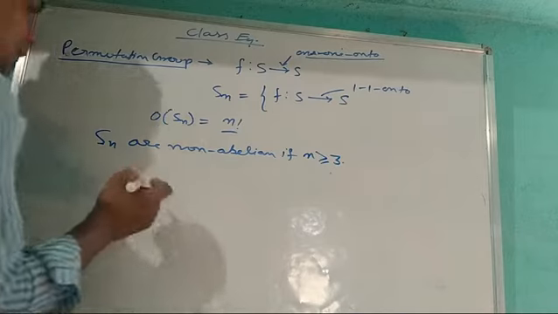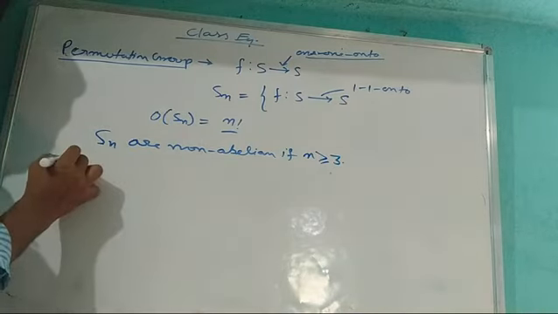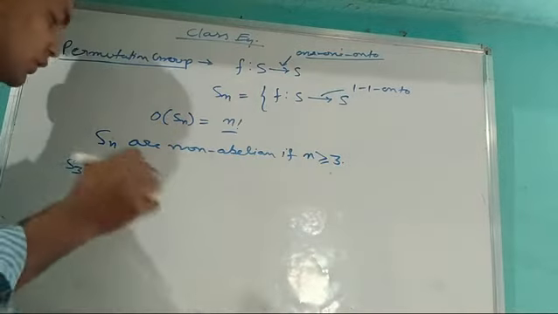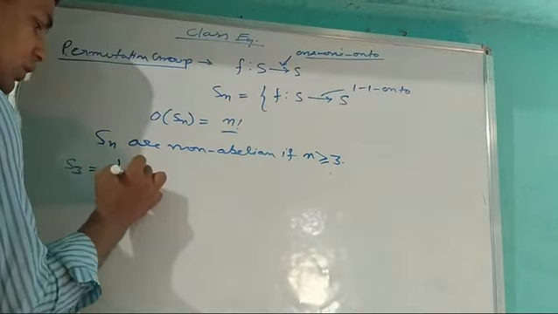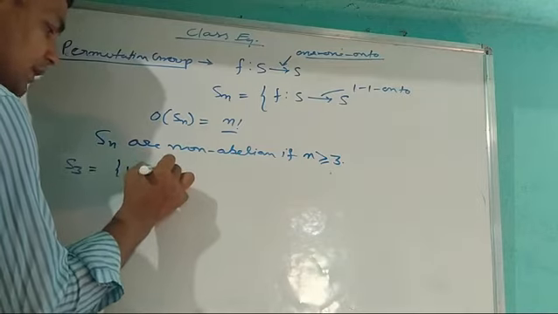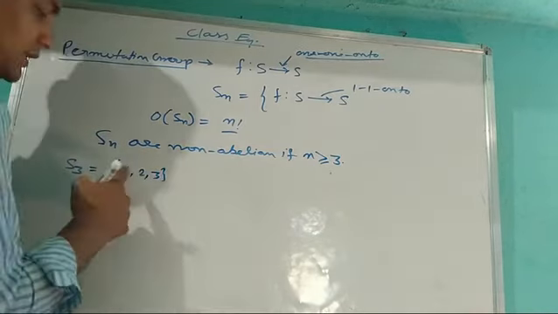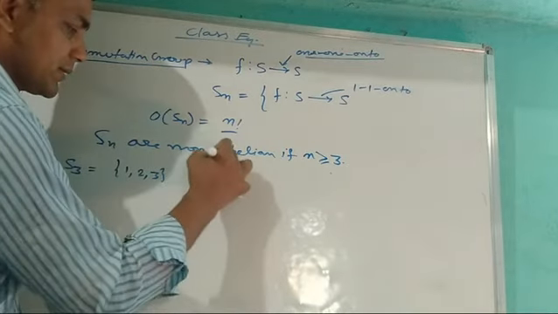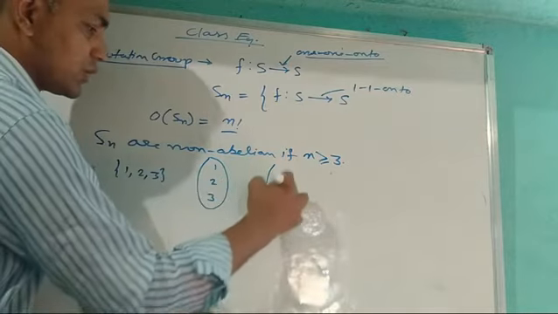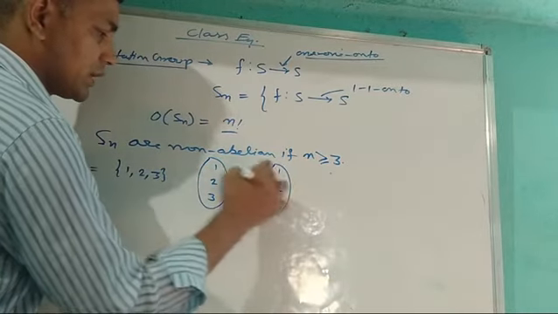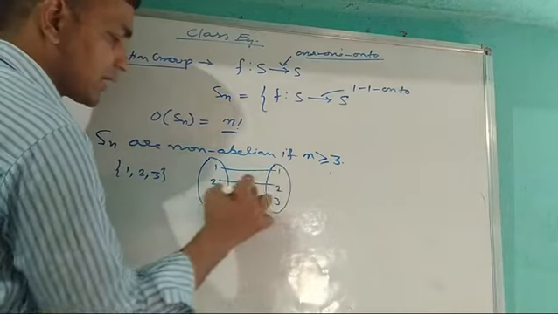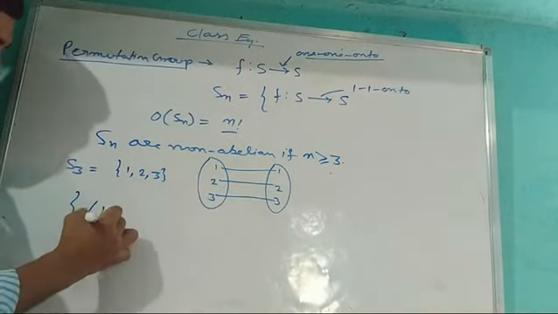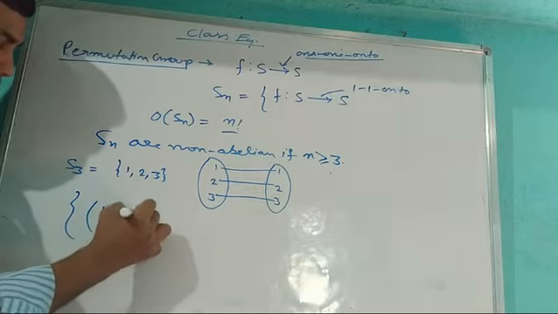For example, suppose that we take S3. In the group S3 we construct all the possible one-one onto mappings from S3 to S3. We have three elements 1, 2 and 3 in S3. The first is the identity mapping: 1 to 1, 2 to 2 and 3 to 3.